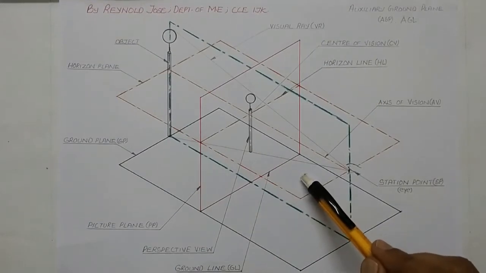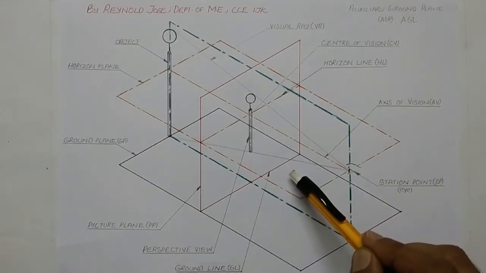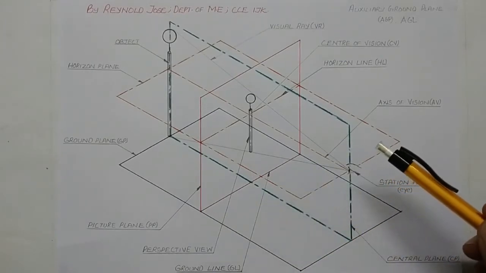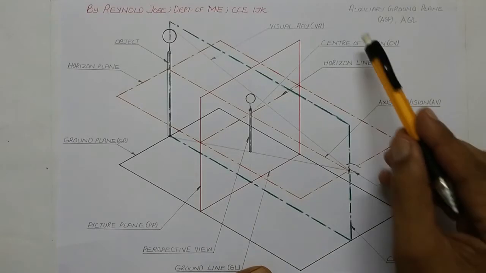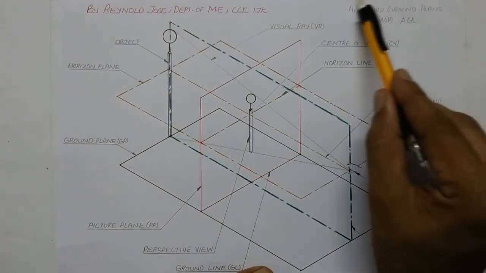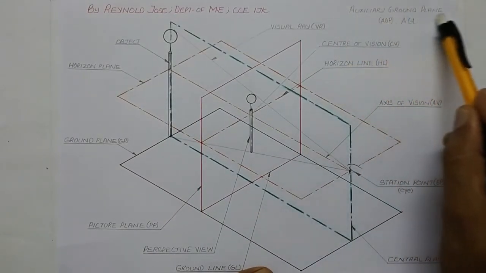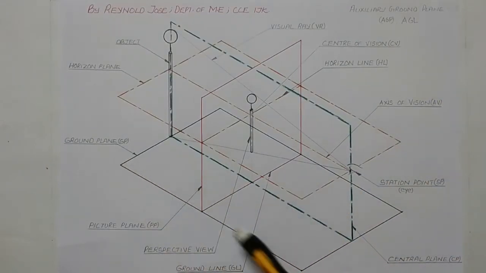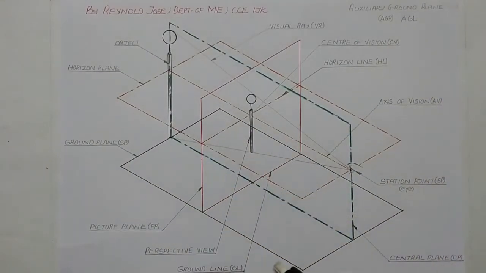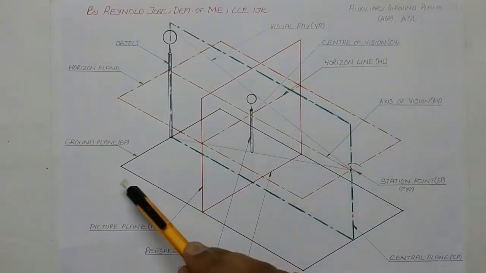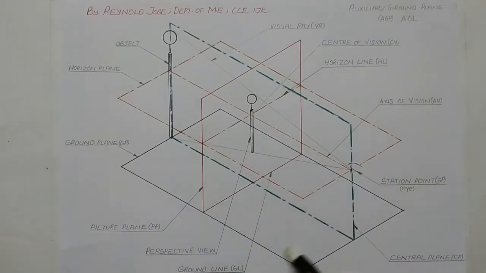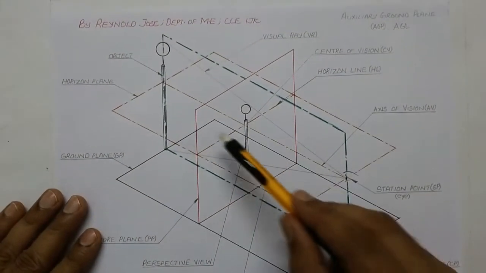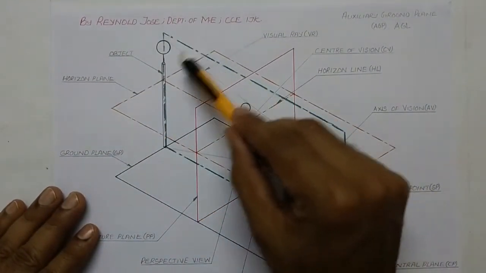In this diagram, I have not shown one more plane. Actually, we have one more plane, but for the time being, it is not necessary. It is known as the auxiliary ground plane. An auxiliary ground plane is any transparent plane which is parallel to the ground plane. So the first plane is the ground plane and the second plane is the horizon plane.